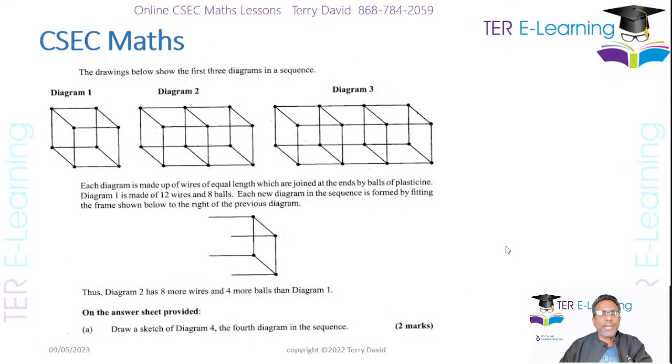All right, so what do we have here? We have the drawings below show the first 3 diagrams in a sequence. So basically we're looking at maybe cuboids or cubes here. Can't tell as yet unless they tell us something. Each diagram is made up of wires of equal length. Okay, so equal length, so everything is a cube, which are joined at the ends by balls of plasticine.